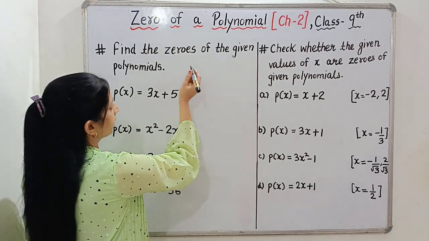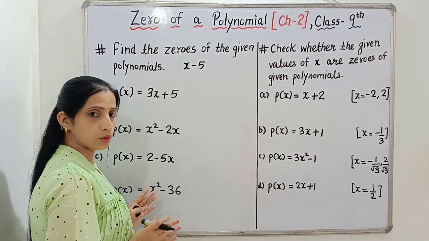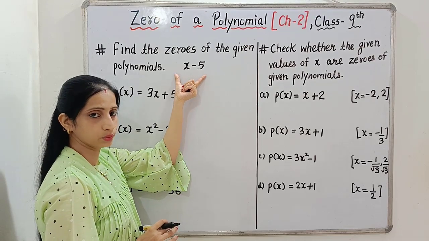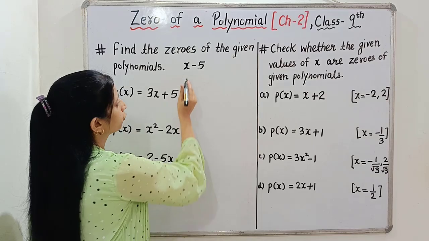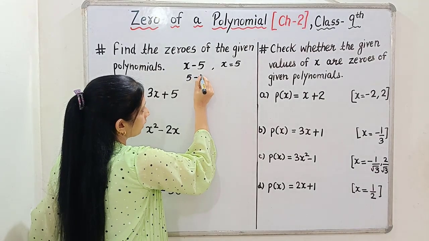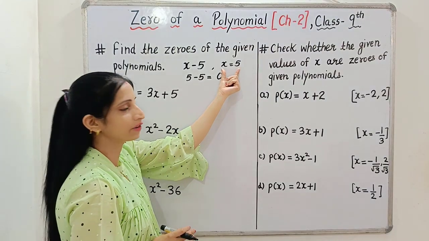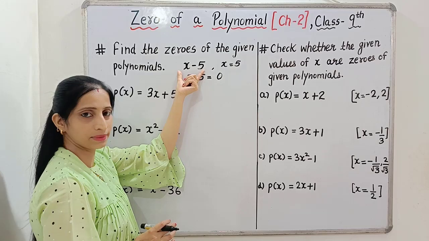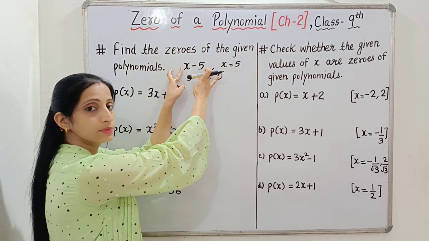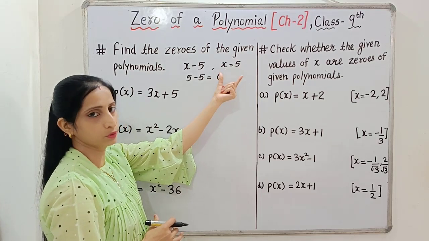Let's take one example of a polynomial. I have taken x minus 5. Now, for which value of x will the value of this polynomial become 0? Suppose I take x is equal to 5. So, 5 minus 5, what will it become? 0. Hence, x is equal to 5 is the zero of the polynomial x minus 5. Means the number for which the value of the polynomial becomes 0, that value of the variable is known as zero of the polynomial.